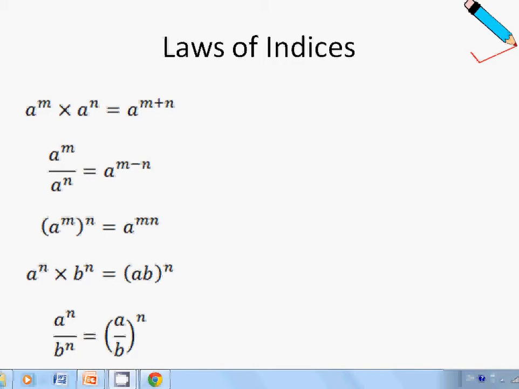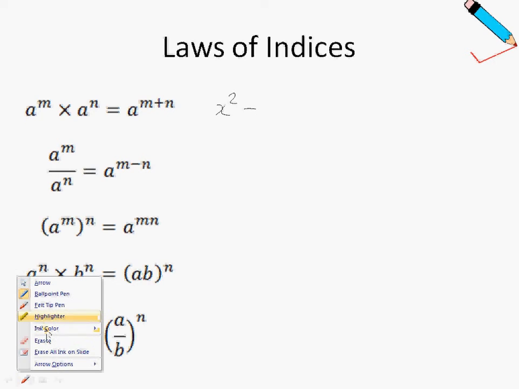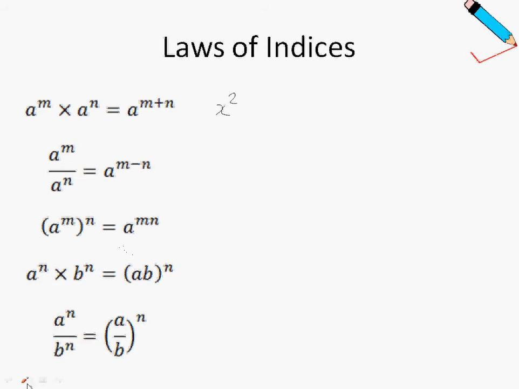Let us carry on with the laws of indices. Over here, a to the power of m times a to the power of n will give me a to the power of m plus n. So for a common base, the powers will add up. For example, x to the power of 2 multiplied by x to the power of 5 will be x to the power of 2 plus 5, which is x to the power of 7.